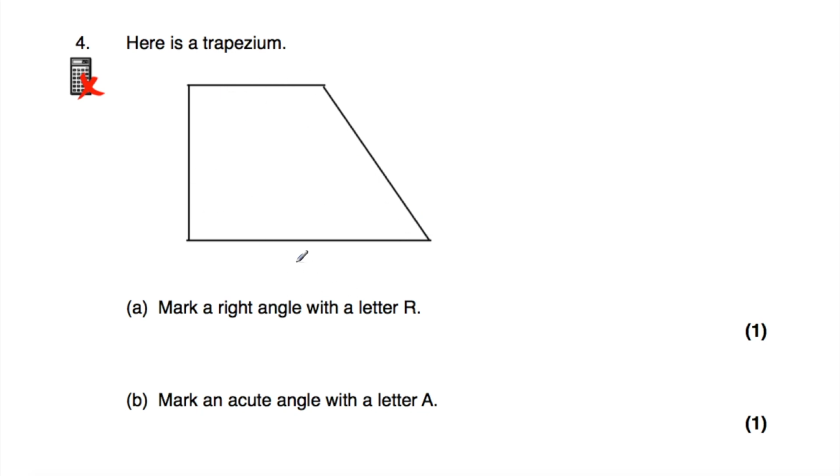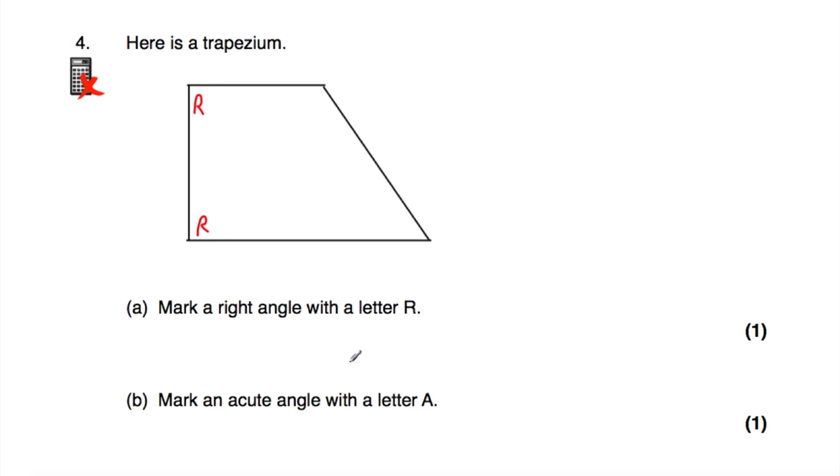And it says mark a right angle with the letter R. So we could mark this one with the letter R because that's a right angle. Or we could even mark this one with the letter R because that's a right angle. Now you actually only need to label one of those because it says mark a right angle with the letter R. I've labeled both of them just because you may have labeled this one or this one. So I've just shown you that you can label either one of those two.